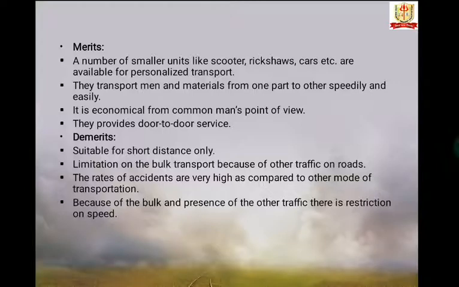Demerits of roadway: suitable for short distance only. Limitation on bulk transport because of other traffic on roads. The rate of accidents is very high as compared to other modes of transportation because of the bulk and presence of other traffic. There are restrictions on speed.